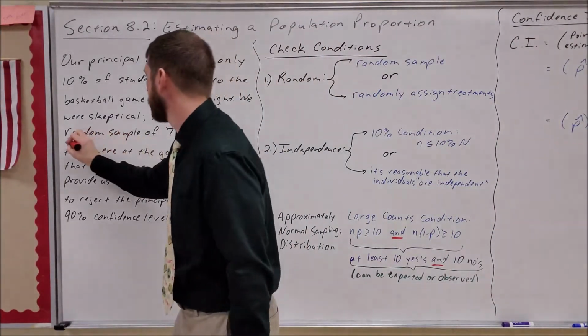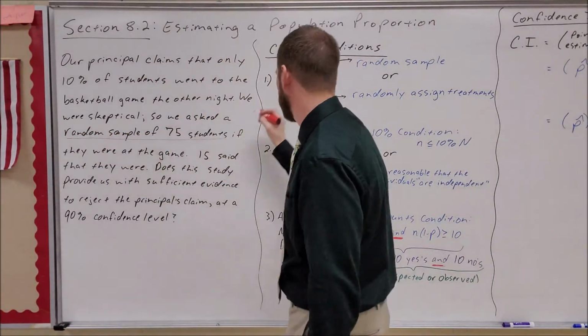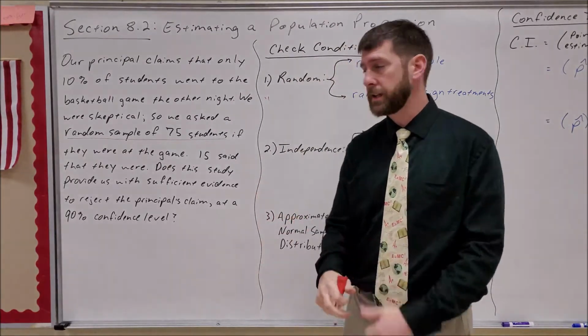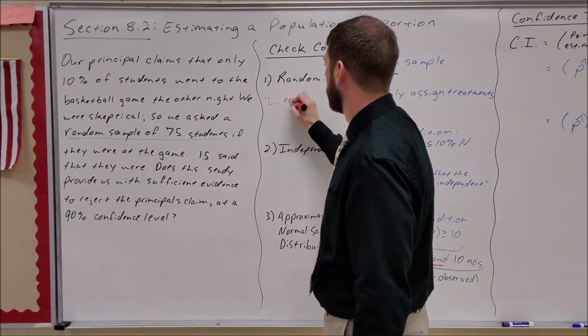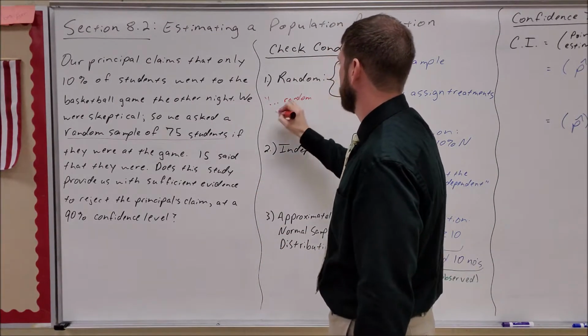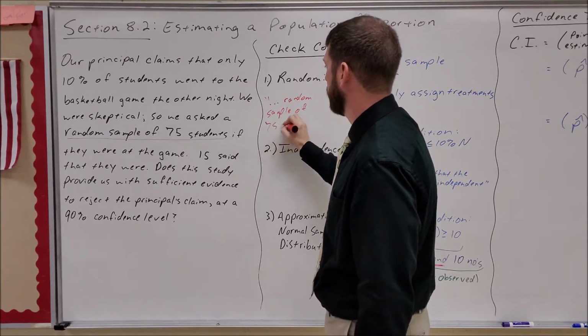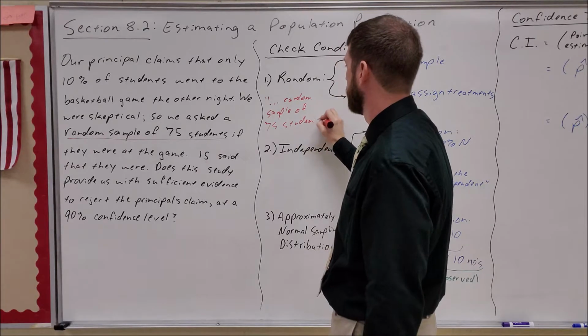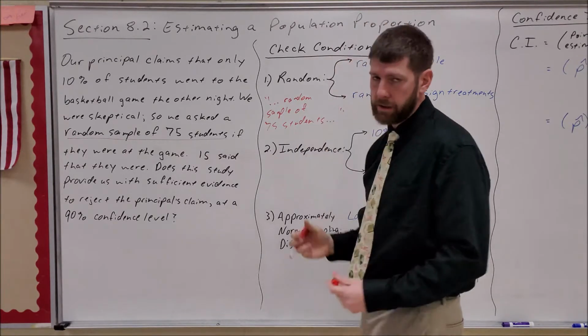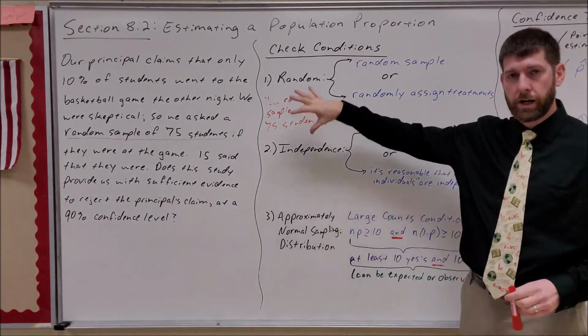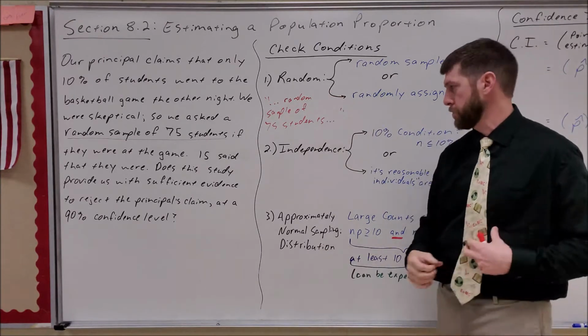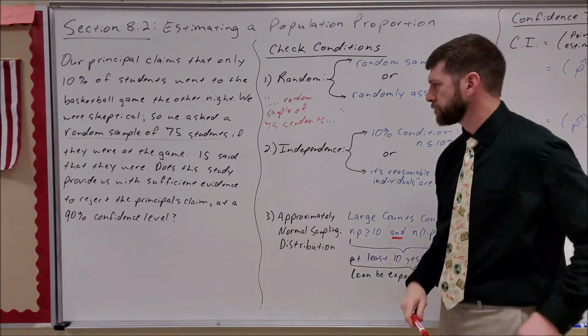We can see it right here. Random sample of 75 students. So we would cite that evidence. Random sample of 75 students. So yeah, we met the randomness condition. We're just going to write it down, just pulling out of the study the description where we see randomness.